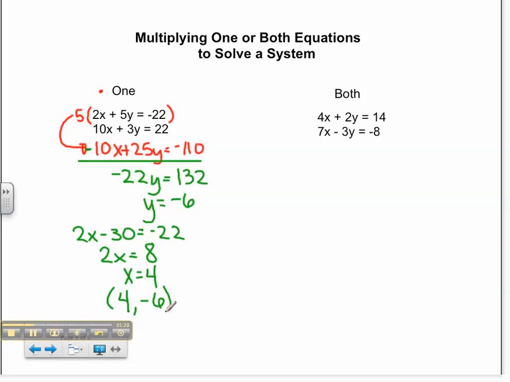Of course, any great mathematician would plug that in, check their work in the second equation to verify that that is correct. I have already done that, and therefore I am letting you know that it is a correct solution. Let's move on to when we need to multiply both equations.